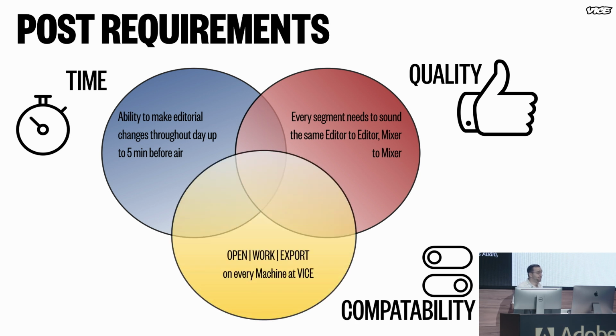On top of that, because we have such a large team, it has to have full compatibility. We have to be able to open a project, work on it, and export it from every single machine at Vice. With the fact that we're going right up to air, we need to tweak during final review, because that's really the only time we have to do it to maintain quality. Because so many machines are using it, we have to use stock plugins. We can't use third-party ones.